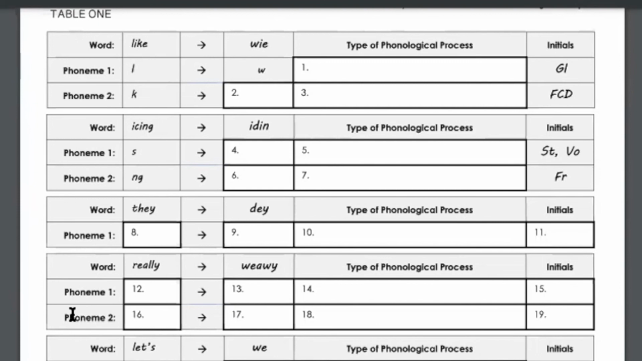Have you found yours, Liesl? Yep. So in like, this child has said Y, so phoneme 2 is a K. What are you going to write at number 2 there? What's K gone to? What's missing? Missing, yeah. So the circle with the line through it, omission.